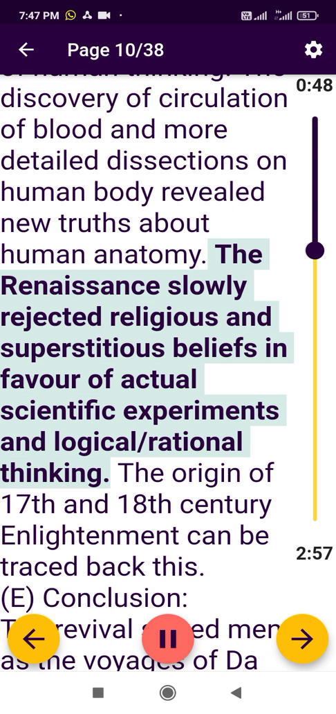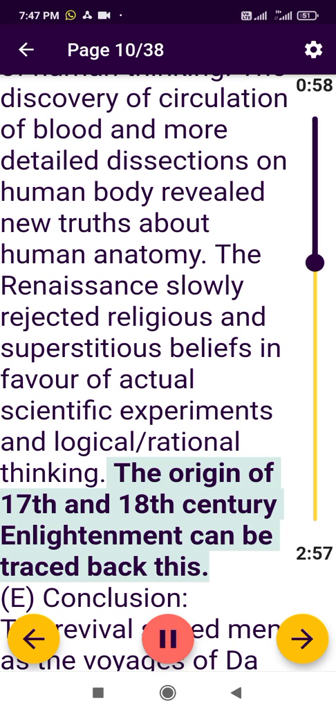The Renaissance slowly rejected religious and superstitious beliefs in favor of actual scientific experiments and logical, rational thinking. The origin of the 17th and 18th century Enlightenment can be traced back to this.